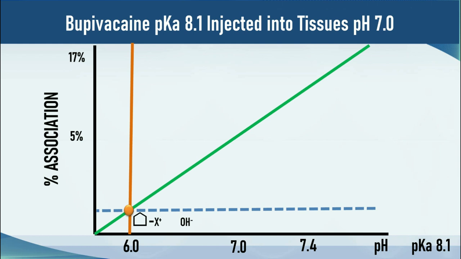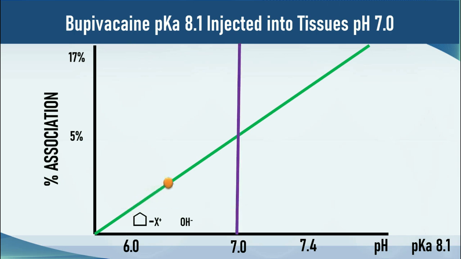When bupivacaine is injected into the tissues at a pH of 7, only 5% or less remains unionized. That means there is very little lipid-soluble drug available to affect a nerve block. The block may eventually work, but perhaps a spinal or a combined popliteal and adductor canal block may have been a better choice. Is there anything else you could have done?